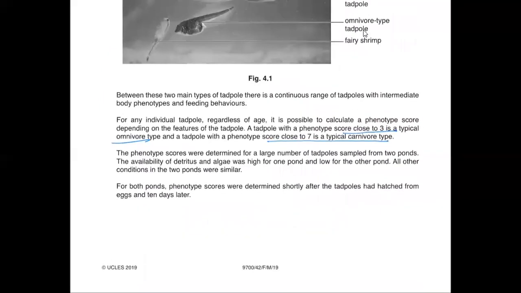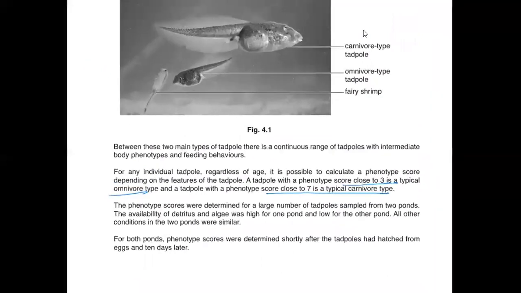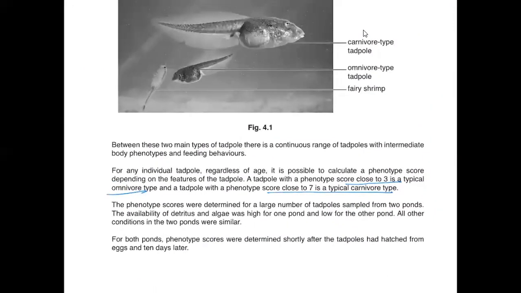Now, keeping this information in mind, between these two main types of tadpole, there's a continuous range of tadpoles with intermediate body phenotypes and feeding behaviors. It means it's a continuous variation. For any tadpole, regardless of age, it's possible to calculate a phenotype score depending on features of the tadpole. A tadpole with a phenotype score close to +3 is a typical omnivore. So a value of 3 here is omnivore, a value close to 7 is a carnivore. So we know from this description that a typical carnivore will be 7 and a typical omnivore will be 3. So these are the scores given to us according to the description which the question is giving to us.